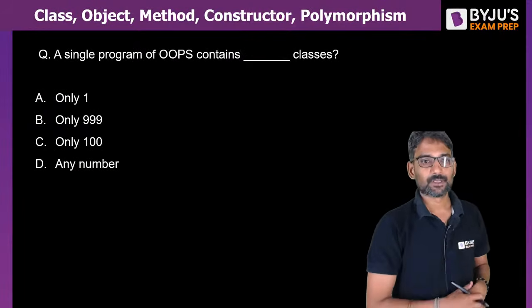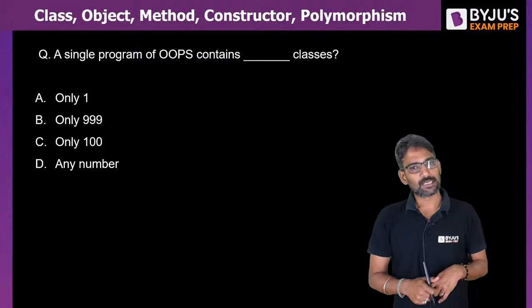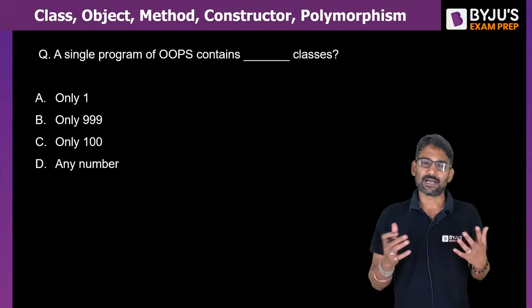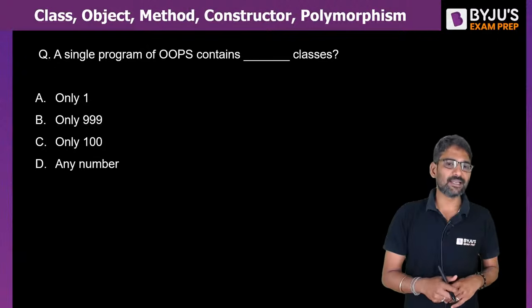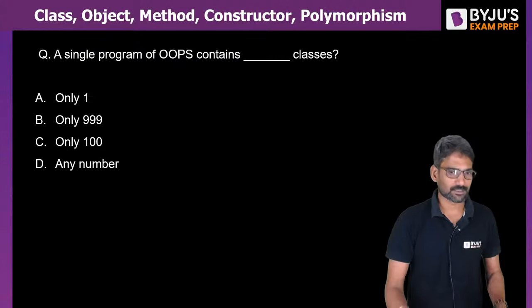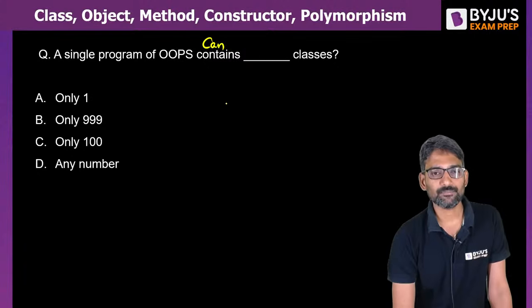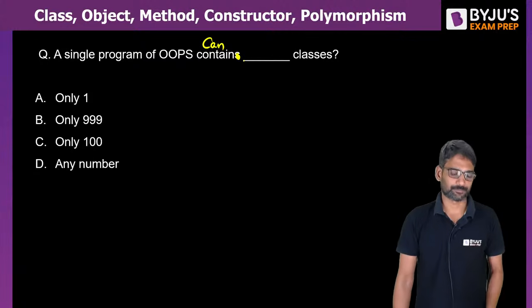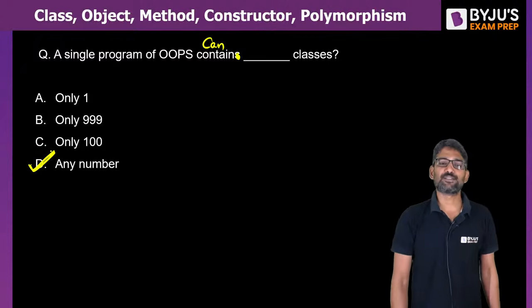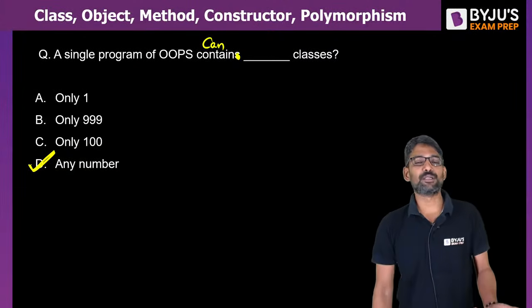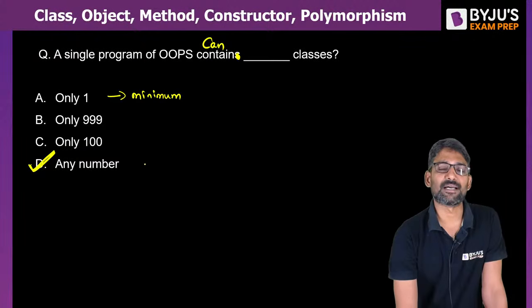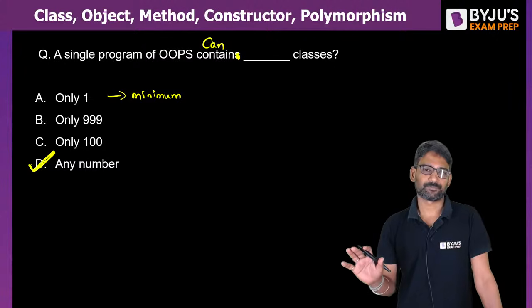Exactly. A single program of OOPS contains how many classes? Only one class, 999 classes, 100, any number. A single program in object-oriented programming can contain how many classes? Yes, any number of classes, definitely. There is no limit for that, but the minimum is one class. Minimum is one class, but there is no max limit. Okay?